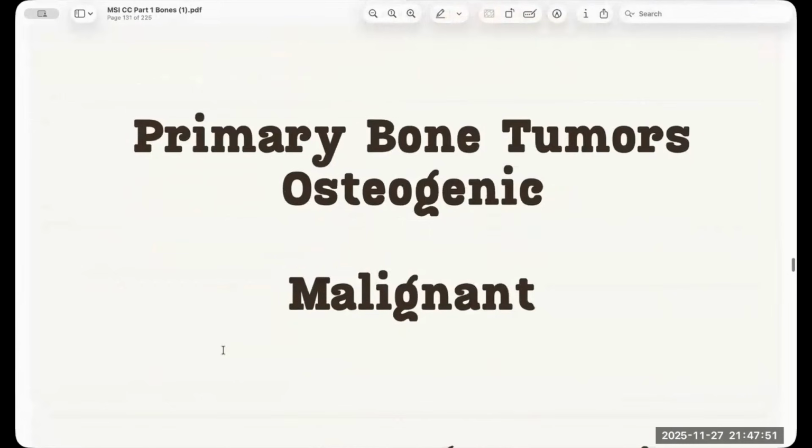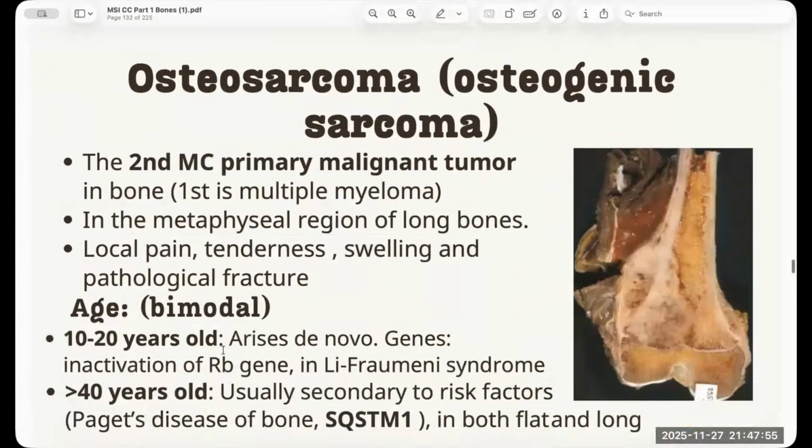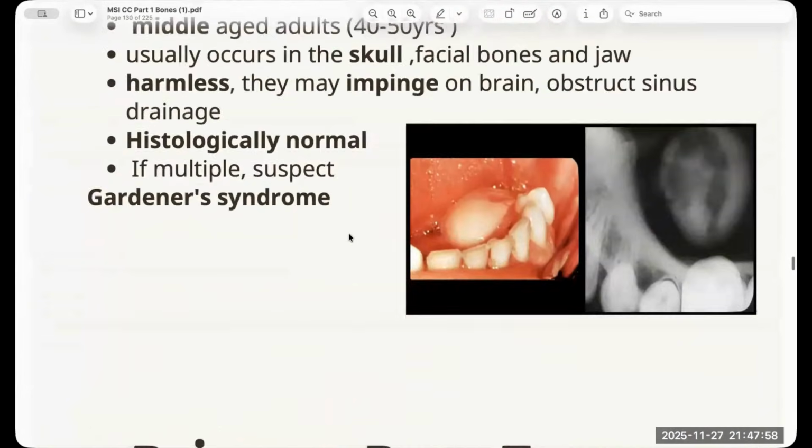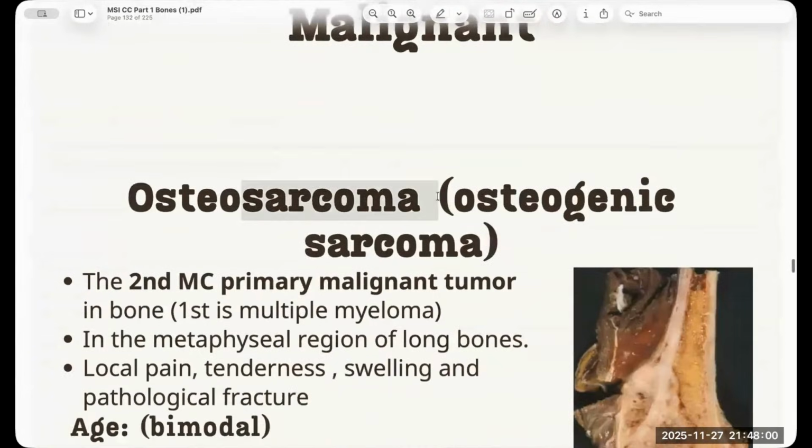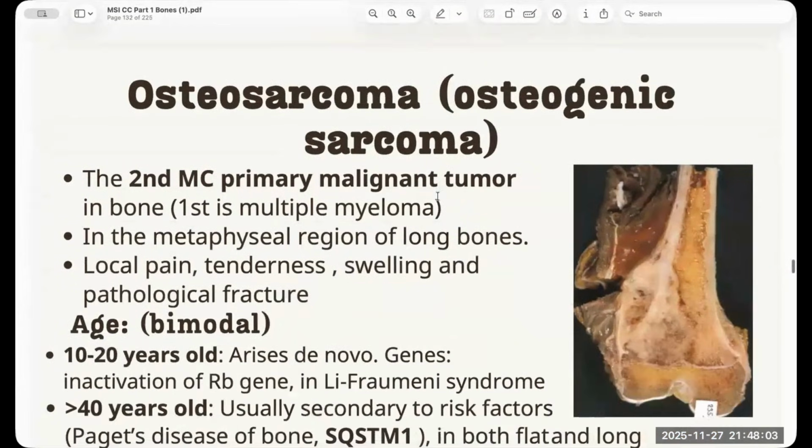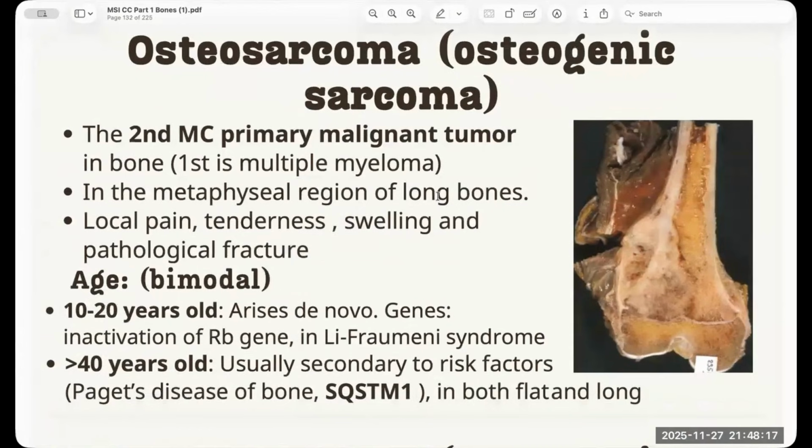Okay. The malignant osteogenic bone tumor is osteosarcoma. So that one is osteoma, and this one is osteosarcoma. Usually, when you see sarcoma, it refers to malignancy. Osteosarcoma is the second most common primary malignant bone tumor after multiple myeloma. Okay, memorize it. It happens in the metaphyseal region of the long bones, as seen here in the picture, and it causes local pain, tenderness, and pathological fractures.